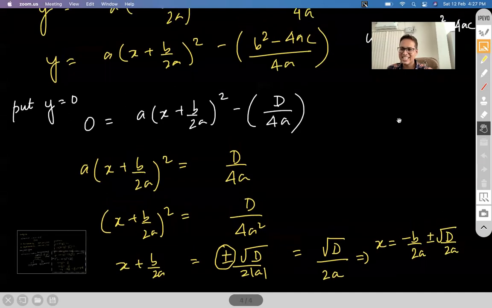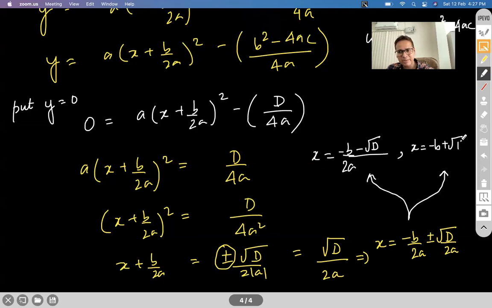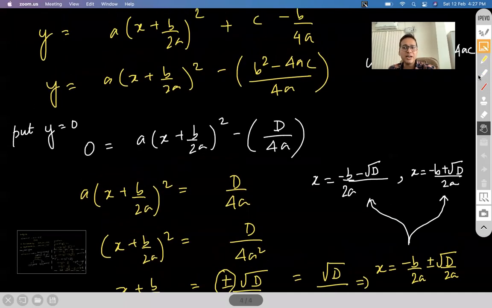Okay. Yes or no? And this gives us the two roots: minus b minus root d by 2a, let me start with a minus. This is one root and this is another root, minus b plus root d by 2a. Okay, so two roots come out from this, but this is something which you were already aware of.